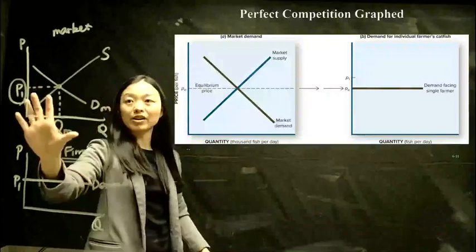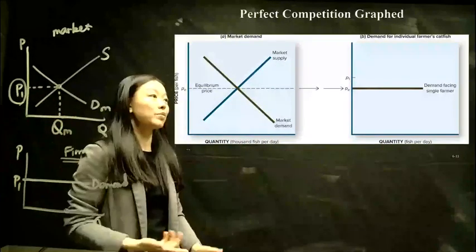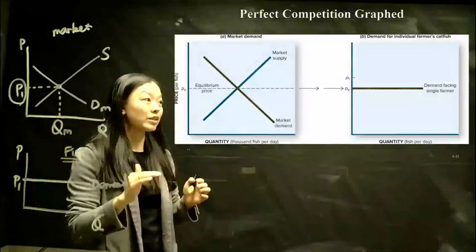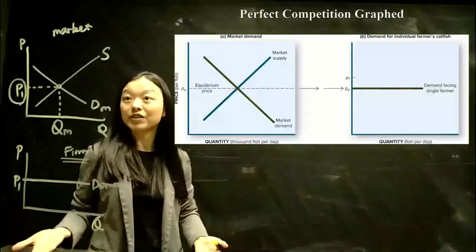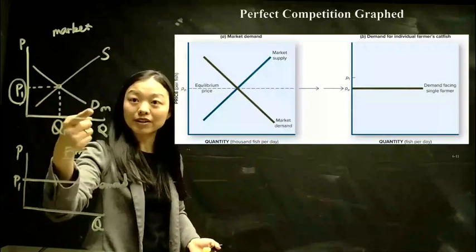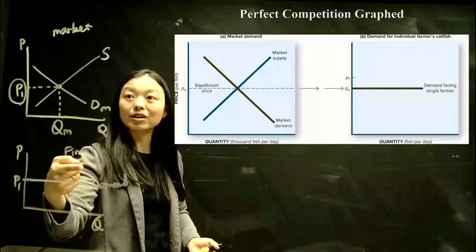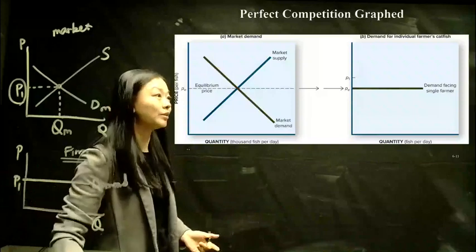And this graph just shows what I drew here, okay? Demand and supply curves in the market determine the equilibrium price, right? And then firms are just price takers. So the market demand curve is downward sloping. However, a single firm faces a demand curve that is horizontal.